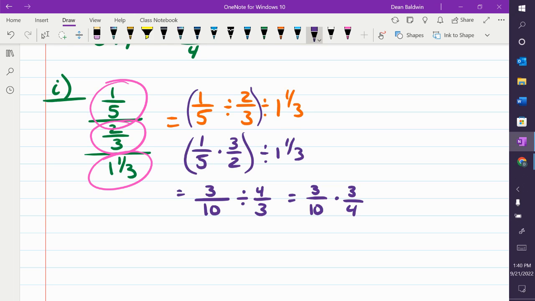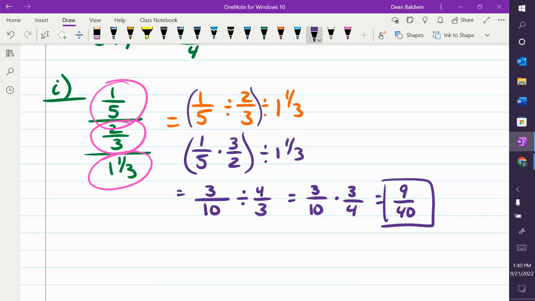To give me what? 3 times 3 is 9/40. Can I simplify the 9/40? You cannot. And that is your answer.